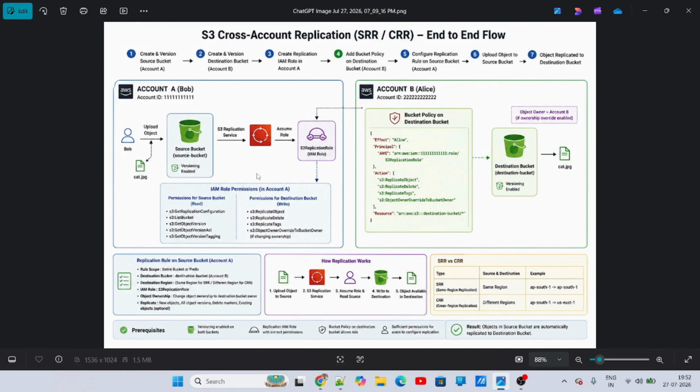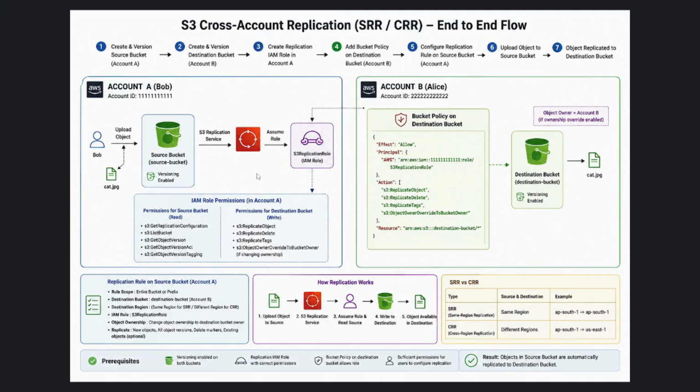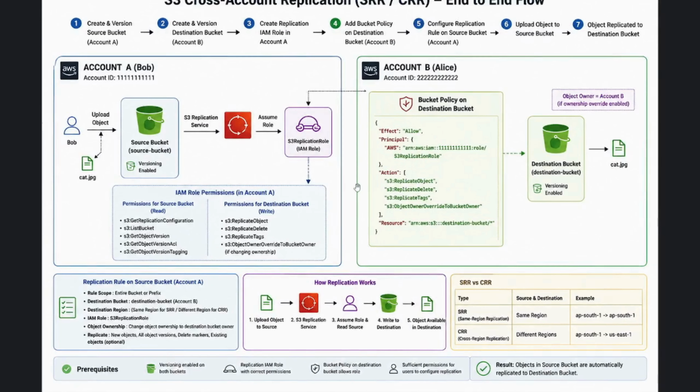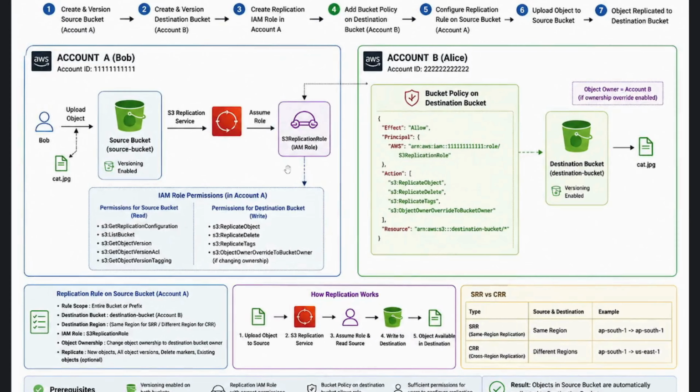I'll just recap once again what we did. So this is S3 cross-region replication, cross account basically. This is cross account replication. Just keep that in mind. It could be same region replication. So when we say same region replication, it means AP South 1 to AP South 1. And if it is a different region, that means AP South 1 to US East, something like that. But this is cross account.